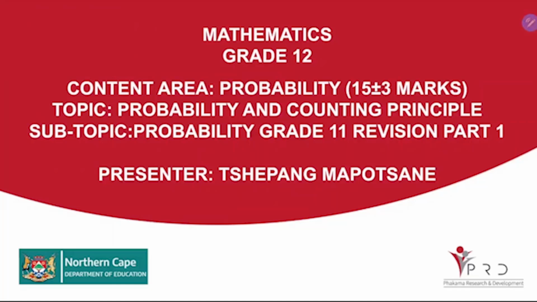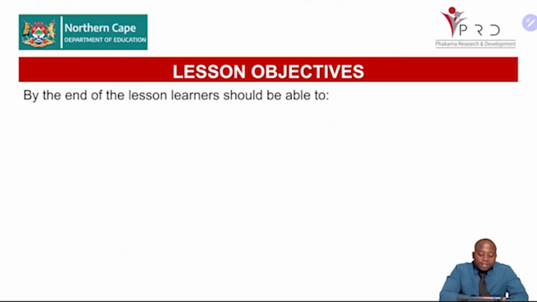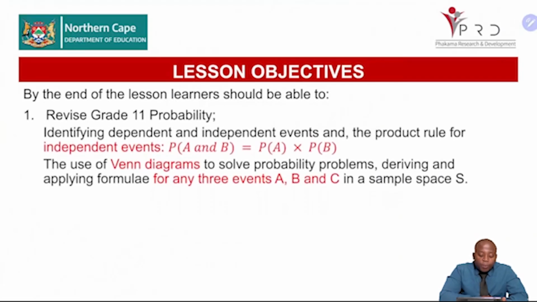But for this lesson, we are looking at grade 11 revision part 1. By the end of this lesson, grade 12s, this is what you should be able to do. We are going to revise grade 11 probability, and you must remember this grade 11 probability also contains content from grade 10, so in this revision we are also revising grade 10 at the same time. We are going to focus on identifying independent and dependent events and the product rule for independent events.